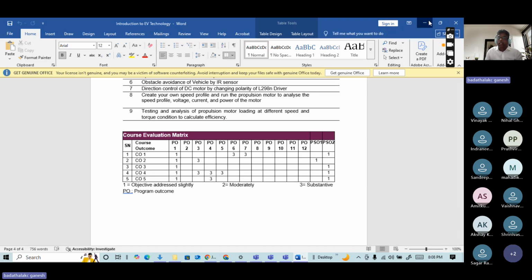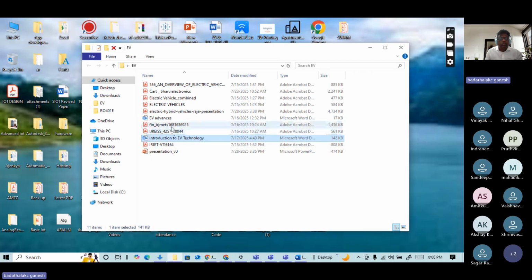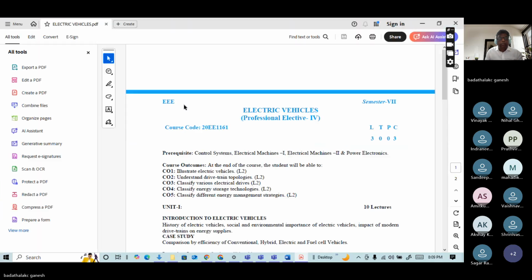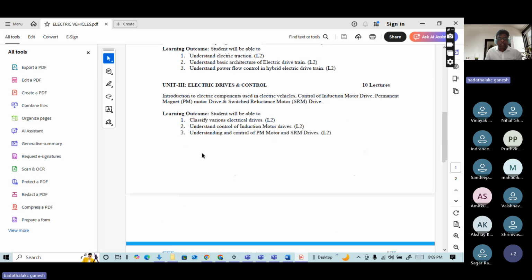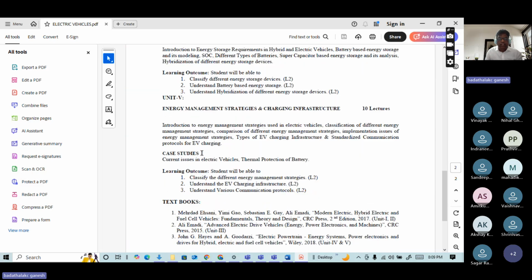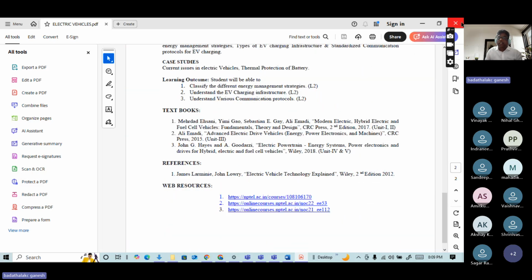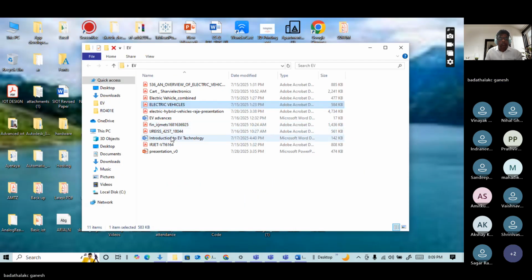This is one thing that I would like to share. Apart from that, for the syllabus, we checked the syllabi of most of the universities and then formulated our own syllabus.